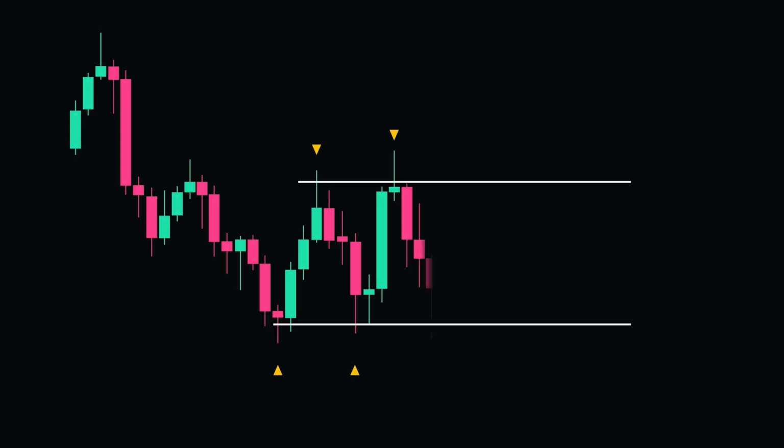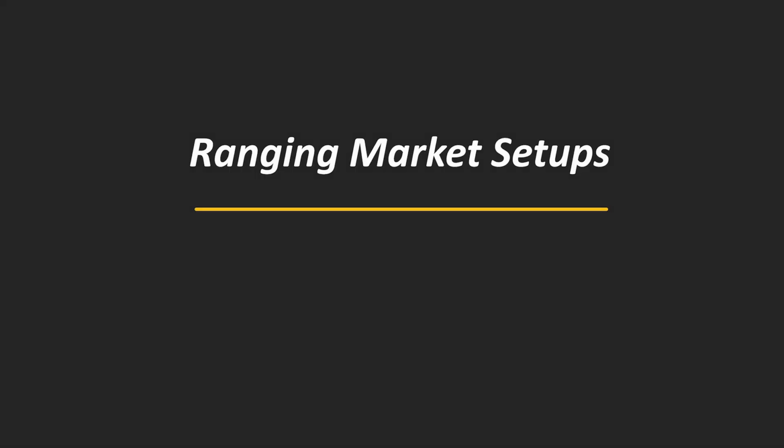Keep in mind that more touches make the levels stronger, but they do not guarantee that the range will hold. Also, the cleaner the levels are, the better. When support and resistance are easy to identify, and price reacts clearly from those areas, the range becomes more reliable and easier to trade. Now we reach the ranging market trading strategy.